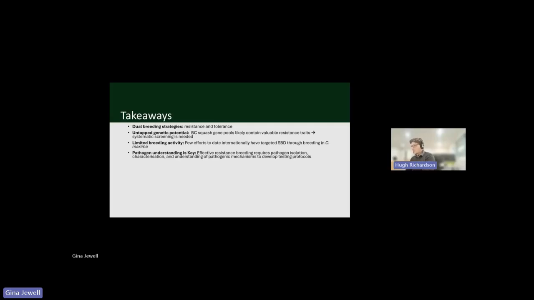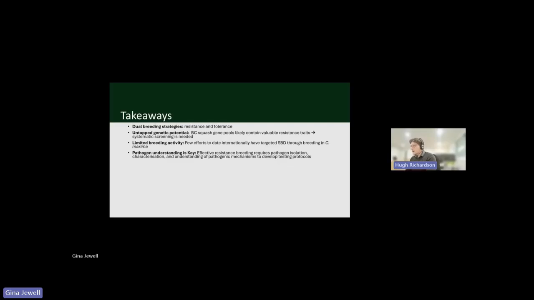So some final takeaways. We've got dual breeding strategies when we're looking at soil-borne disease in buttercup squash. You've got resistance and tolerance. There's a lot of genetic potential in the background and in the families, in the species around your buttercup squash, to get resistance and tolerance into a variety. There hasn't been much activity of late because I think the challenges faced by growers internationally aren't necessarily the same as growers face in New Zealand.